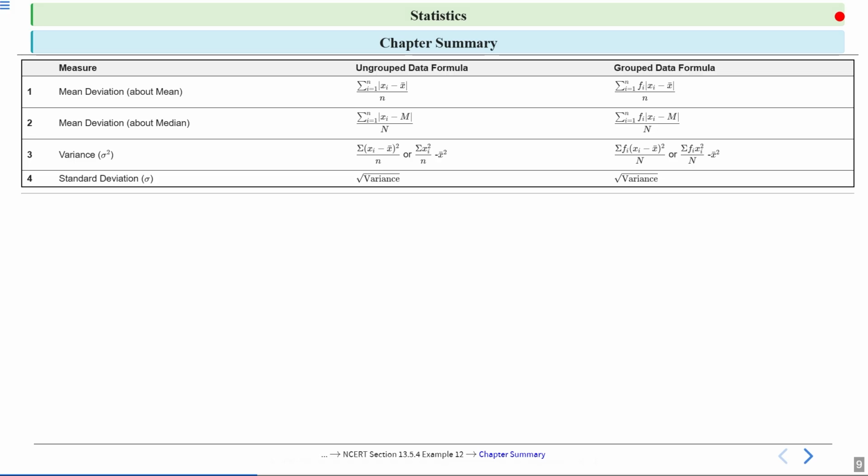And the variance sigma square formula for ungrouped data is summation of xi minus x bar whole square divided by n, or summation xi square divided by n minus x bar square. For grouped data, the formula is summation fi times xi minus x bar whole square divided by n, or summation fi times xi square divided by n minus x bar square. And the formula for standard deviation is the square root of variance, in ungrouped data and grouped data both. So standard deviation is basically the square root of variance.